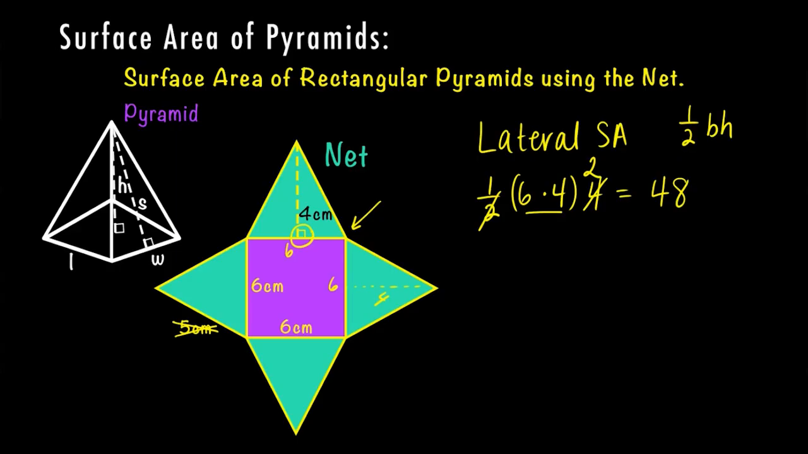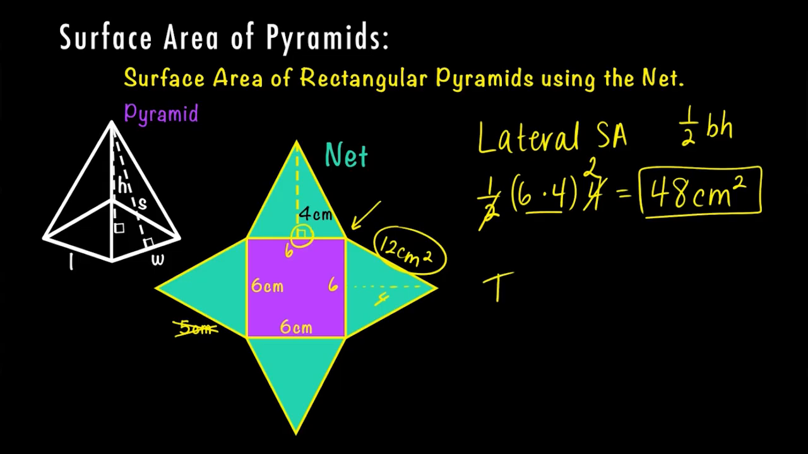The other thing I could have done is I could have said 1/2 of 6 times 4, and that would be 12, and then 12 times 4, because there are 4 triangles. If each of these is 12 centimeters squared, each triangle has an area of 12, and there's 4 of them, I'm still going to get 48 centimeters squared. So there's my lateral surface area.